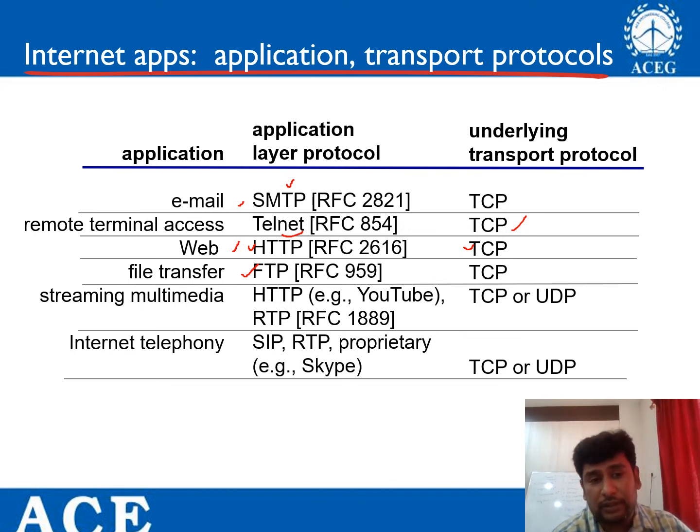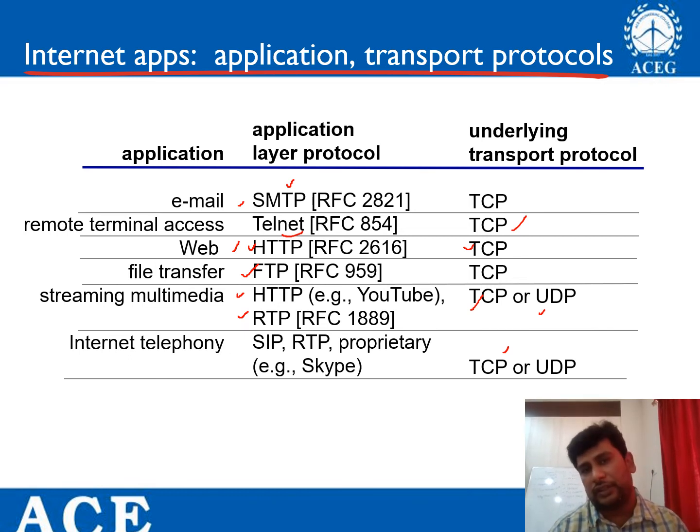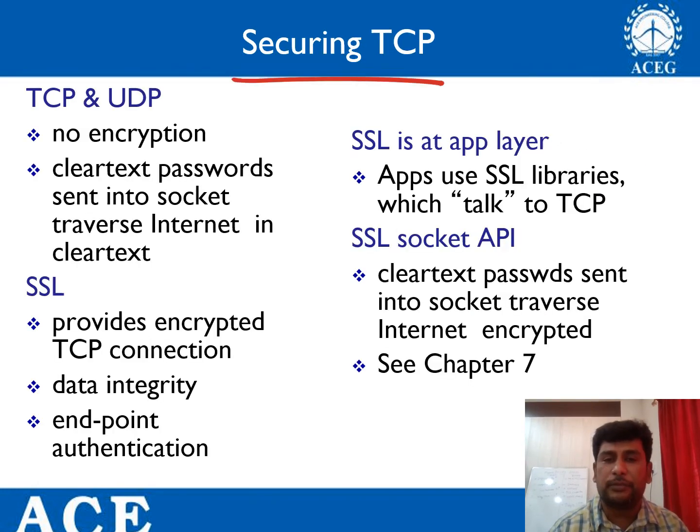And now come the real-time applications like streaming multimedia, for which the application layer protocol used is Real-Time Transport Protocol or HTTP, for which you can use either TCP or UDP, but the preference is UDP. For VoIP kinds of services, where data loss doesn't create much problem, we have protocols like SIP, Session Initiation Protocol, or Real-Time Transport Protocol, for which we are using transport layer protocols, either TCP or UDP. So these are the various internet applications, the concerned application layer protocols, and the related transport layer protocols.